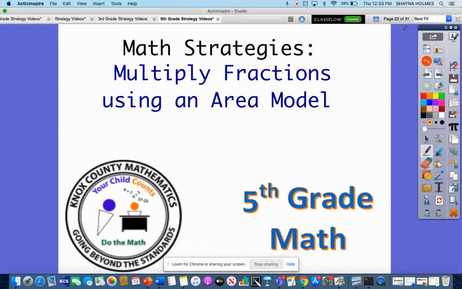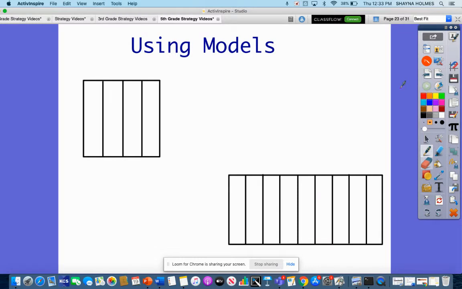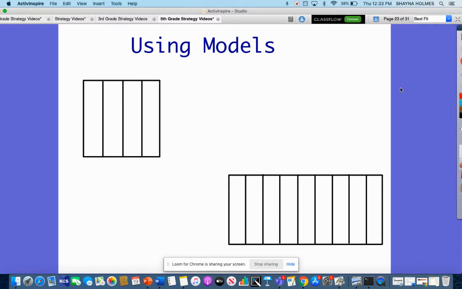Today's math strategy video is multiplying fractions using an area model. I know that we've already talked about using some other types of fraction bar models to add and subtract, and we've also talked about using number lines for adding and subtracting and models for just multiplying basic fractions. Today we're going to focus on using a very specific area model for multiplying fractions, and it's very similar to the area model that you use for multiplying whole numbers.